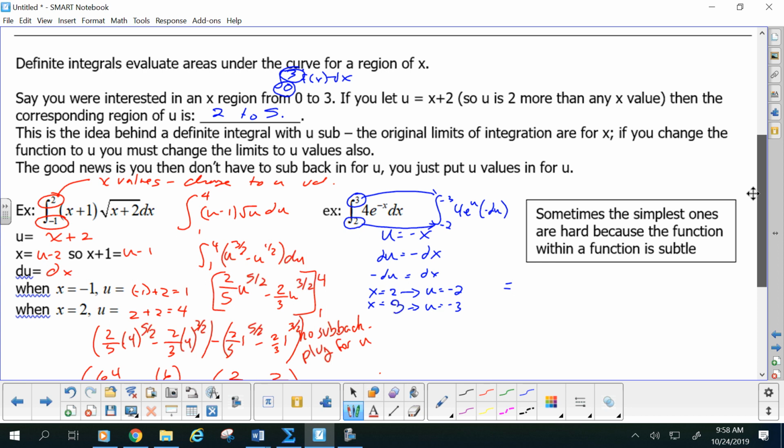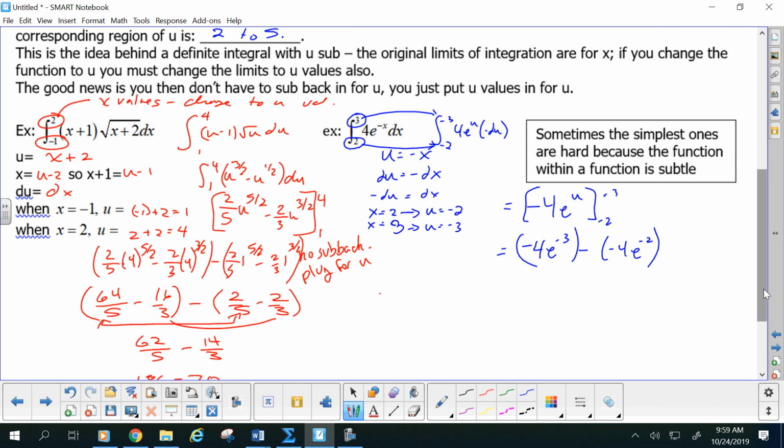What's the antiderivative of -4e to the u? -4e to the u, right? From -2 to -3. What do I put in first, -3 or -2? Always the upper limit, so -3, -4e to the -3, minus -4e to the -2. I don't know how much this is going to clean up, so should we just leave it like that? All right, we'll leave it like that.